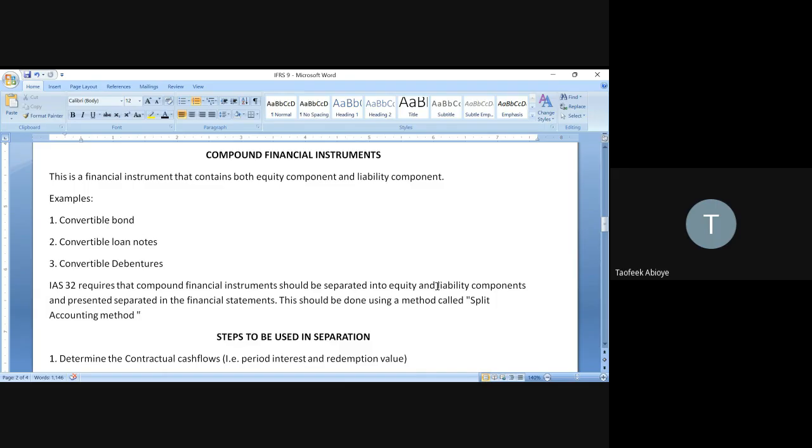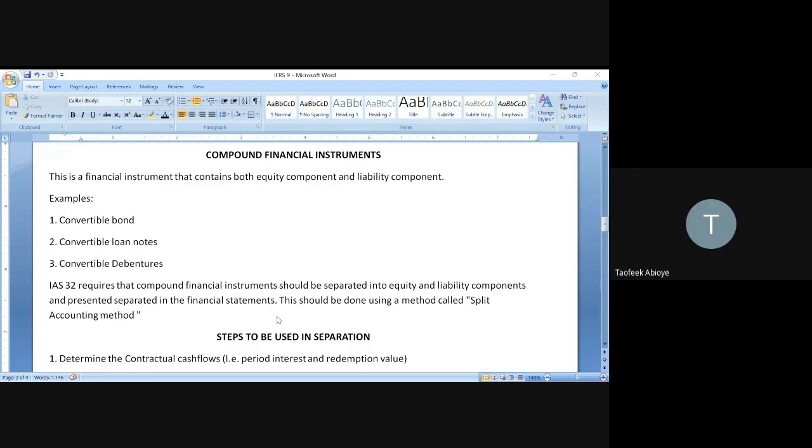So, compound financial instruments. I don't know, Mr. Adeola, Mr. Folashade, have you seen anything like this before? Convertible bond, convertible loan note, convertible debenture. Have you heard about it? Have you seen anything like this before? Convertible bond, have you heard about it before? Convertible loan note, convertible debenture. Yes, in SFM.